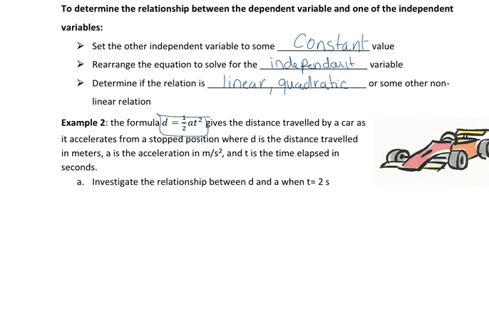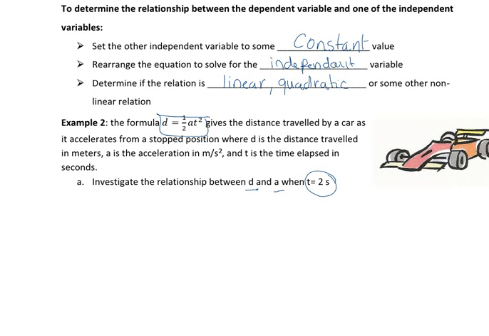Okay. Now it's asking you to investigate the relationship between d and a where t is 2 seconds. So in this case, how many variables do I have in the equation? I have 3: d, a, and t, right? Now in this question, it's telling me that t is 2. And they want you to investigate the relationship between d and a.